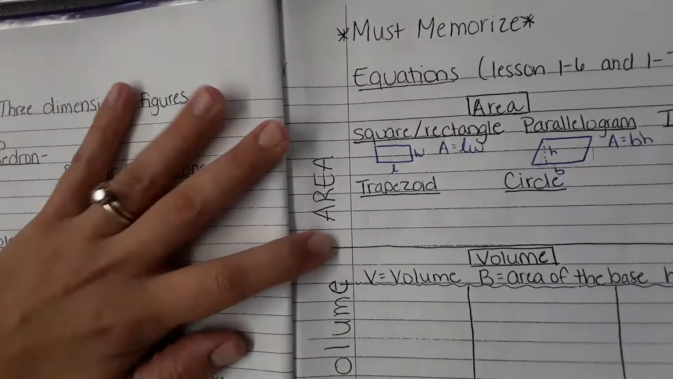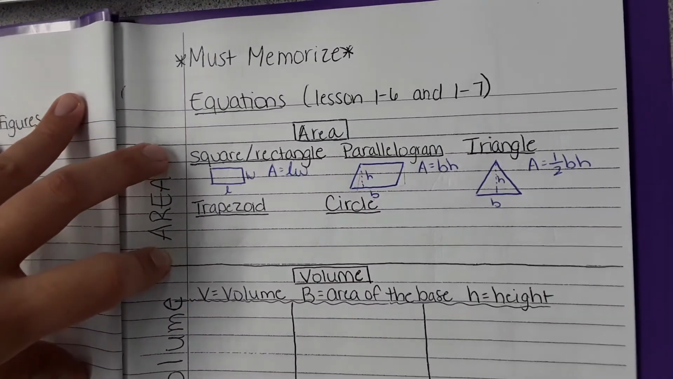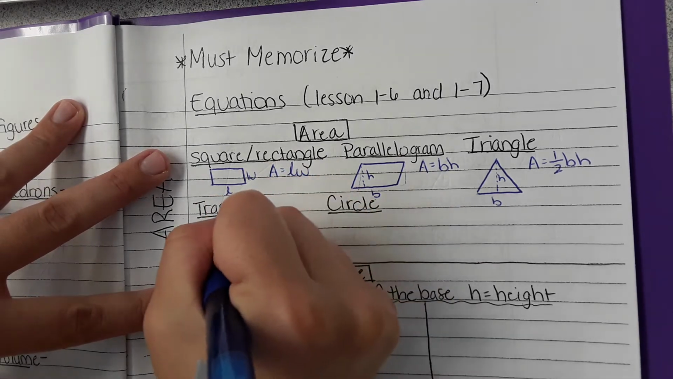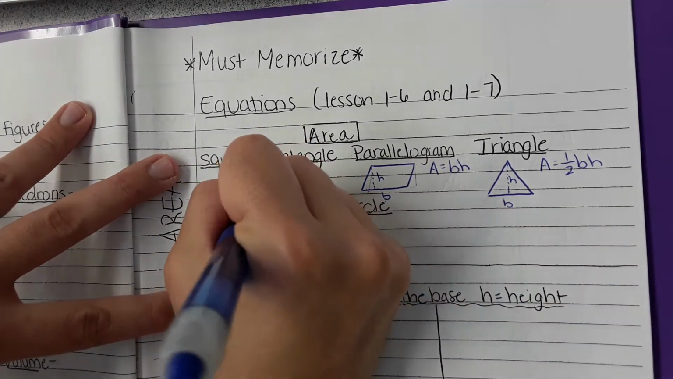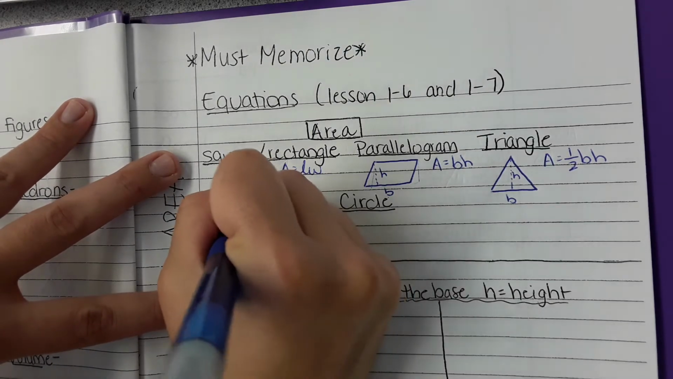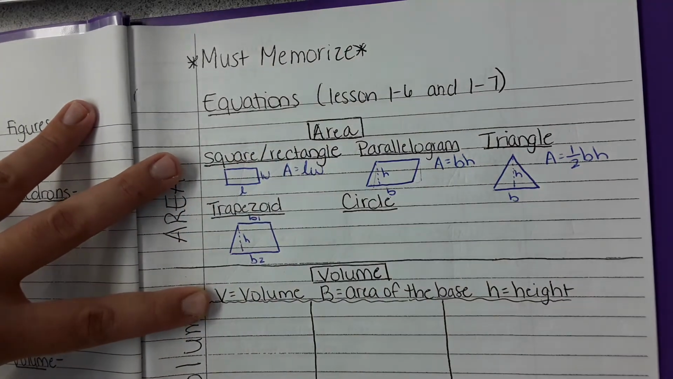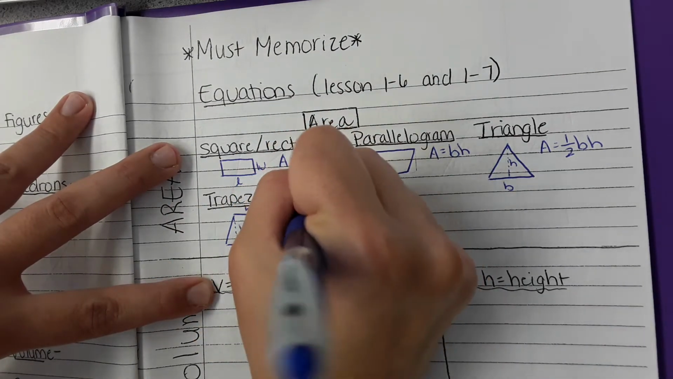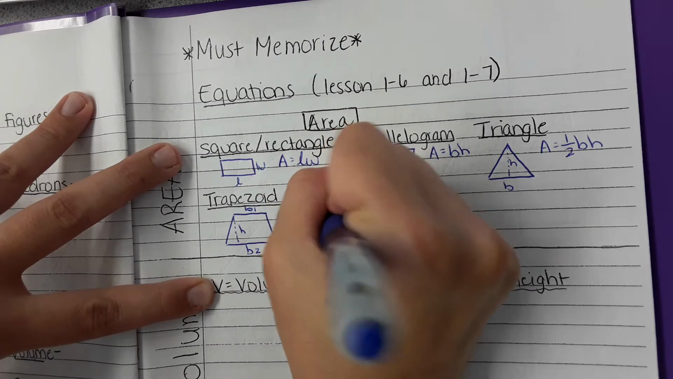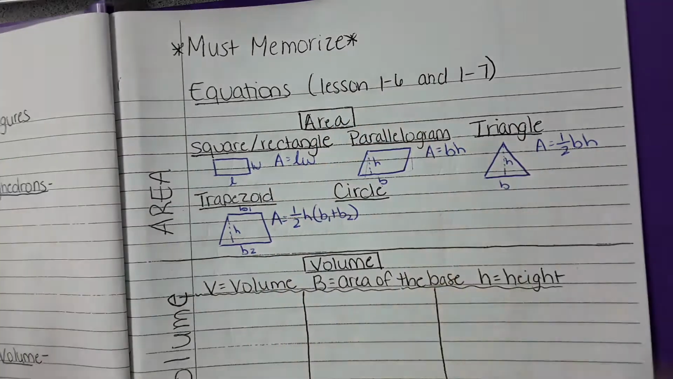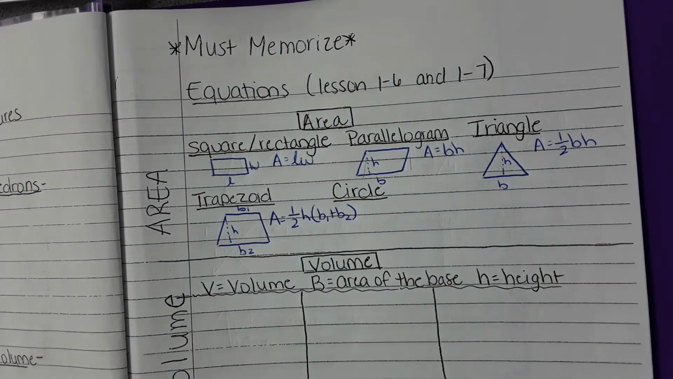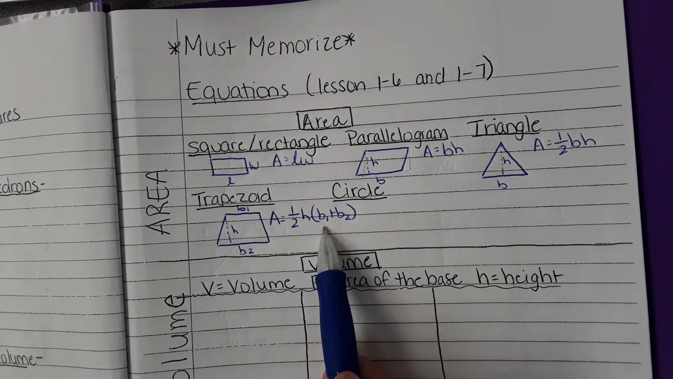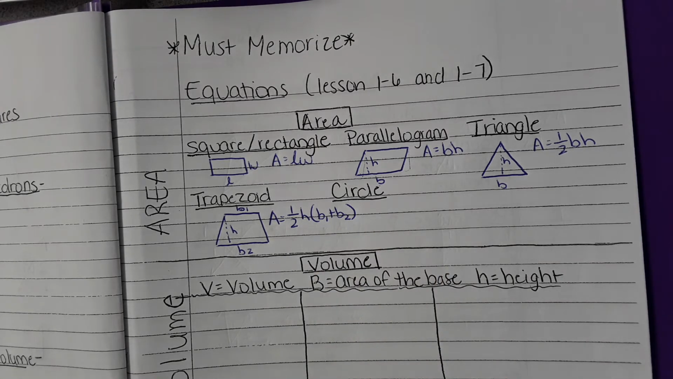And trapezoid looks like this. And a trapezoid has base 1 on top, base 2 on the bottom, and its height is perpendicular as well. The formula for area of a trapezoid is 1/2 times the height times b1 plus b2. Of course, order of operations is important there. You'd have to add up b1 plus b2 first.